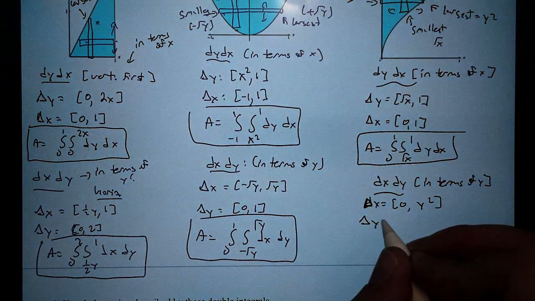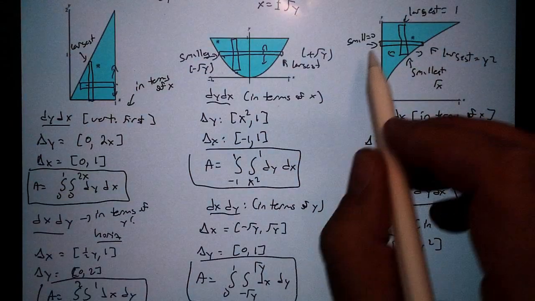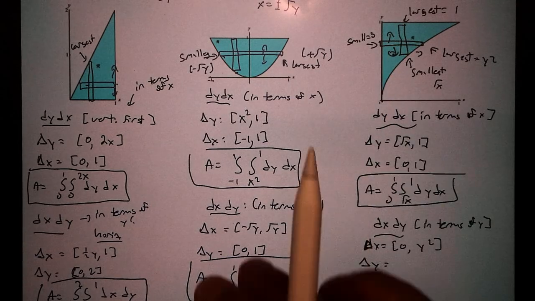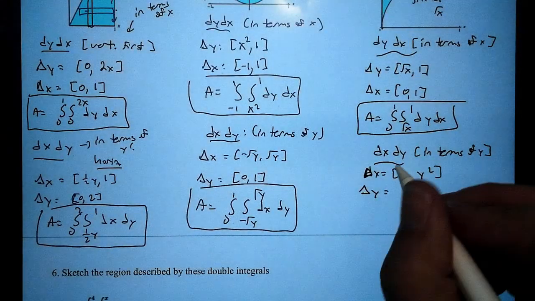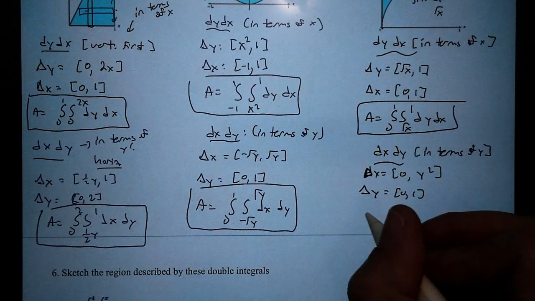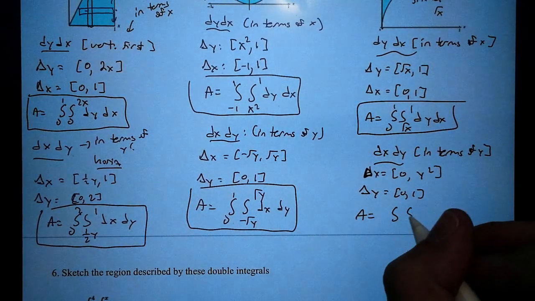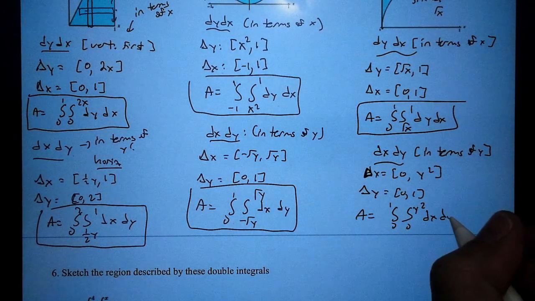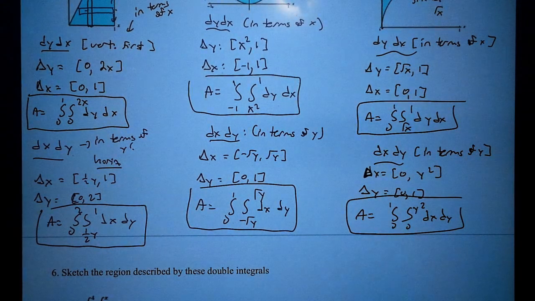And then my change in y, well, this little rectangle, remember, is just going to go up and down from 0 to 1. So that's going to go from 0 to 1, and then my area would be 0 to 1, 0 to y squared, dx dy, and both are acceptable for us.